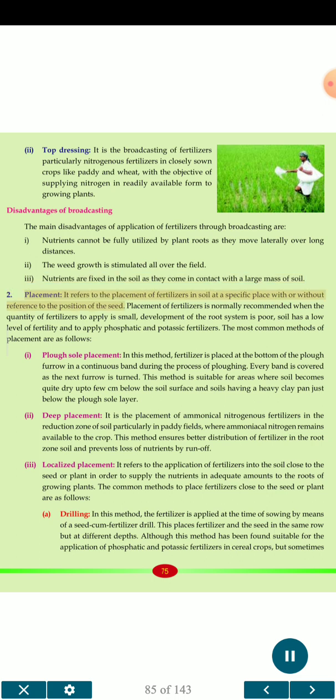2. Placement. It refers to the placement of fertilizer in soil at a specific place with or without reference to the position of the seed. Placement of fertilizer is normally recommended when the quantity of fertilizer to apply is small, development of the root system is poor, soil has a low level of fertility, and to apply phosphatic and potassic fertilizer. The most common methods of placement are as follows.